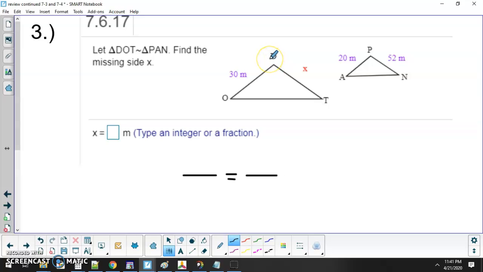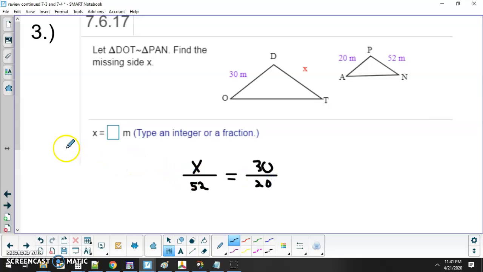Okay, so DT goes with PN, so we could put x over 52. And DO goes with PA, so I'm doing it in the same order as the other ratio, so we'd have 30 over 20.